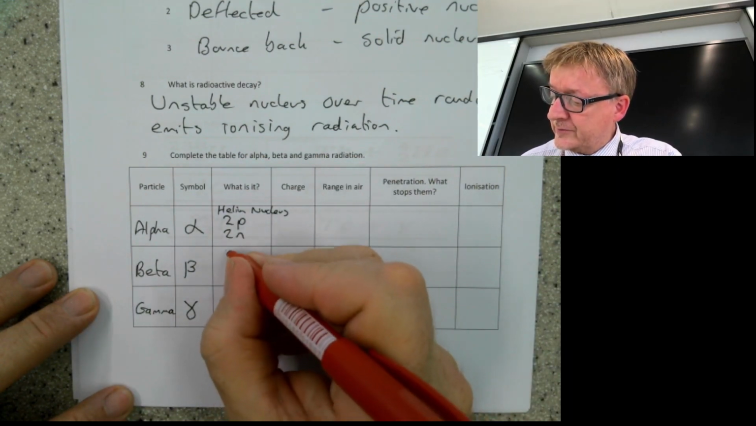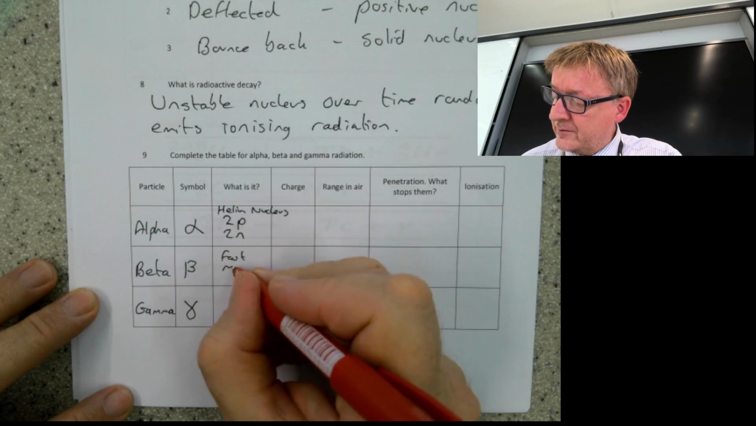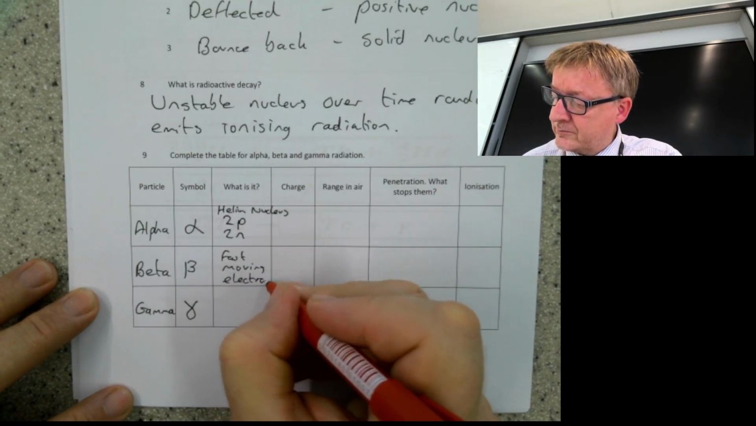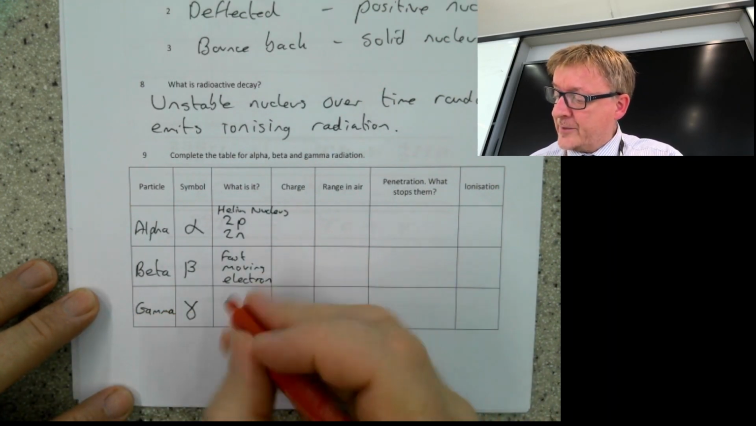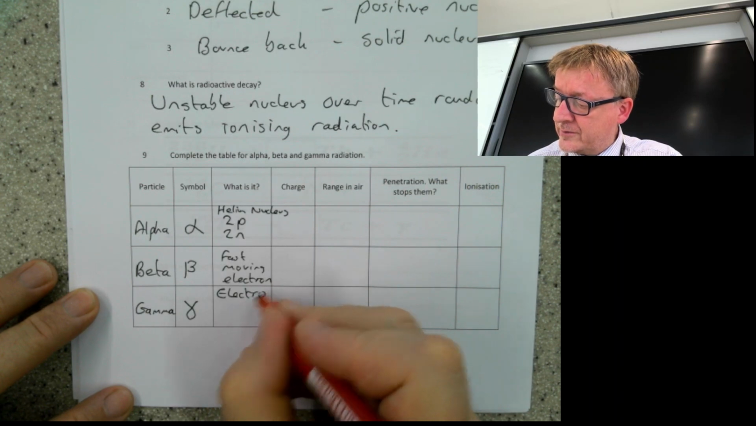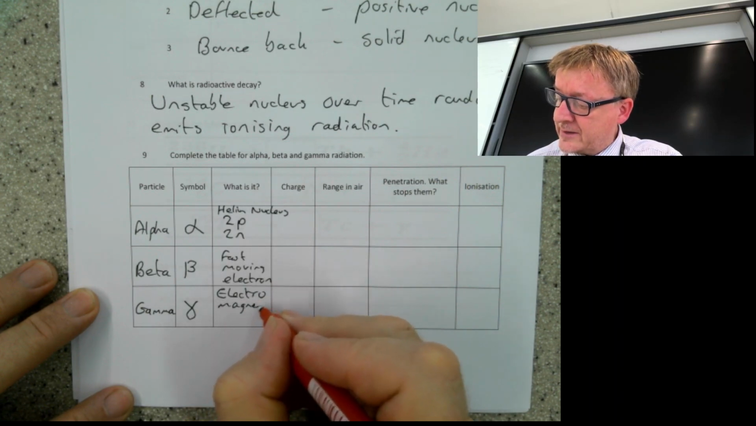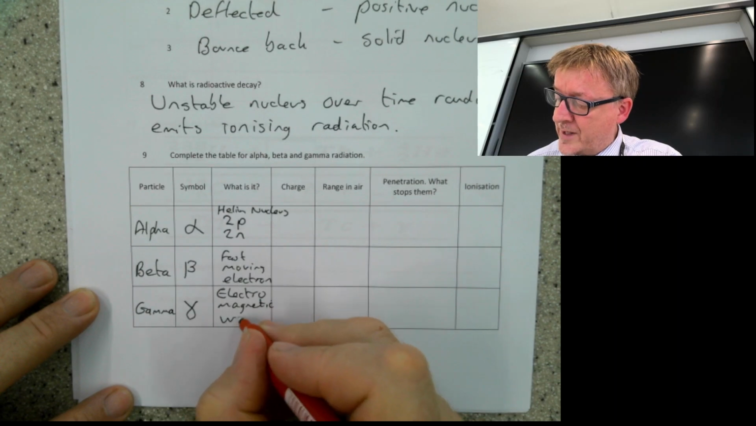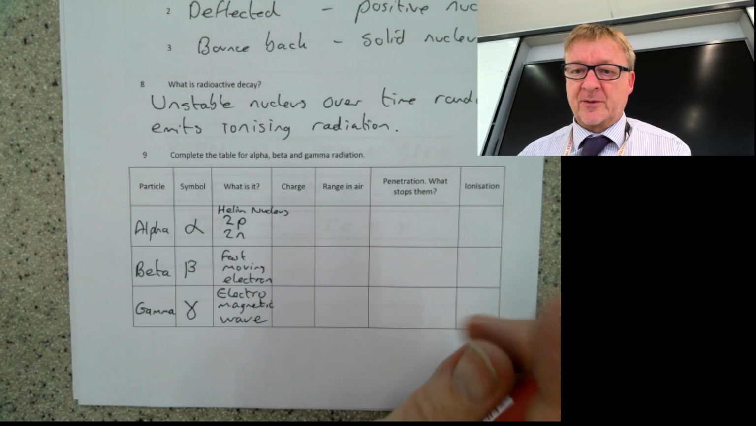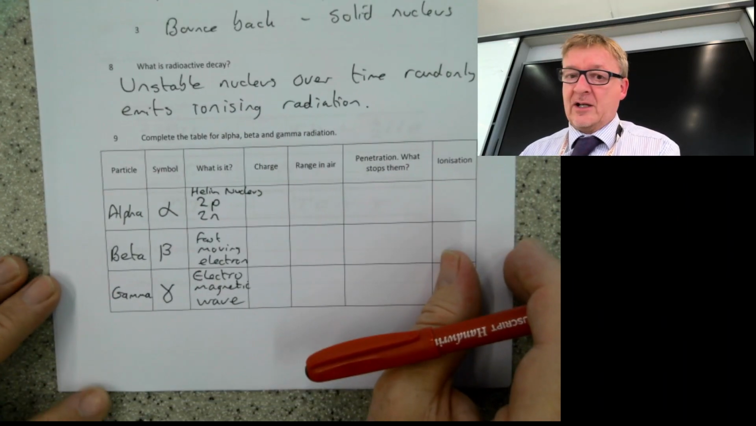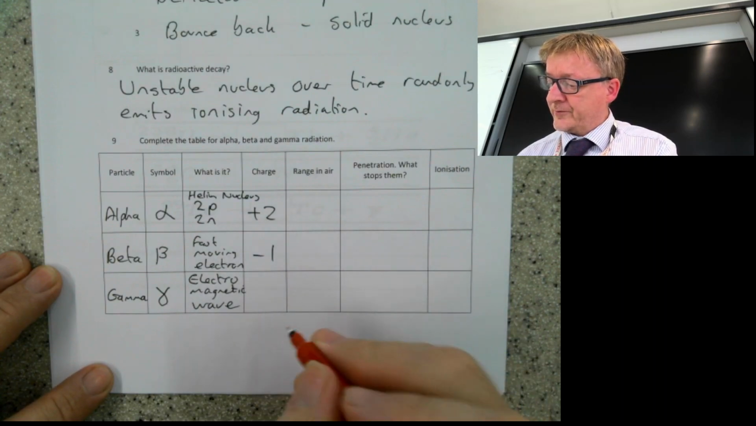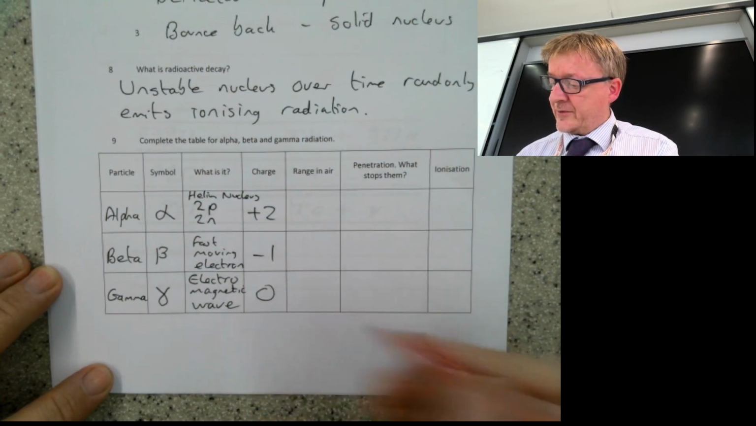Beta is a fast moving electron. And gamma is an electromagnetic wave. So it's pretty much like a wave of energy, right? There's kind of no physical substance to it, it's just like a wave of energy. Alpha's charge is +2, beta's charge is -1, gamma's charge is 0. There is no charge.